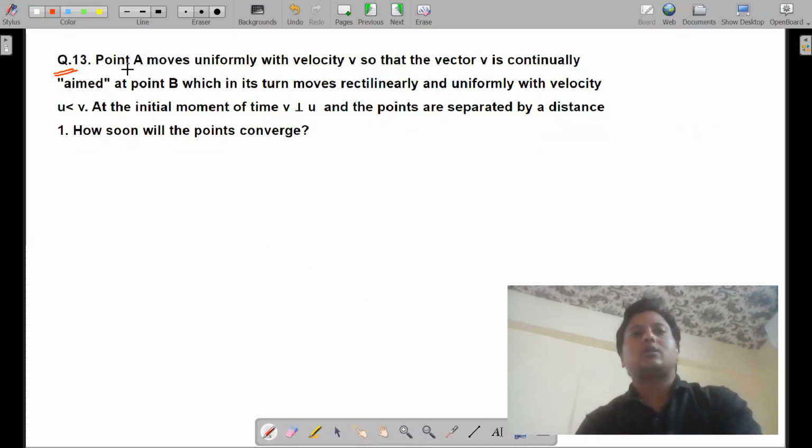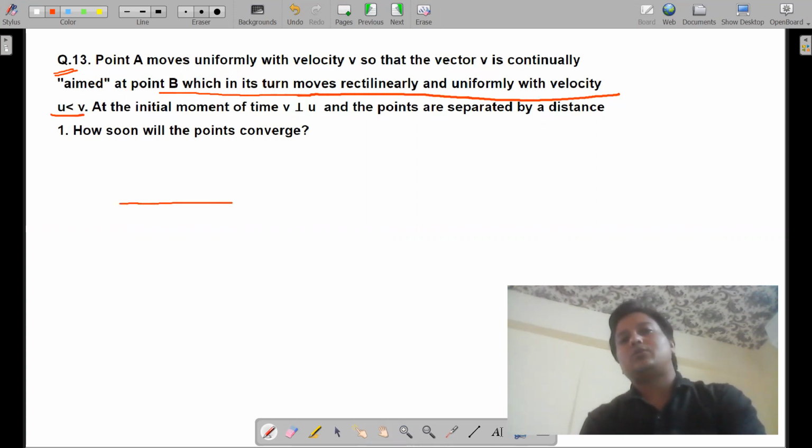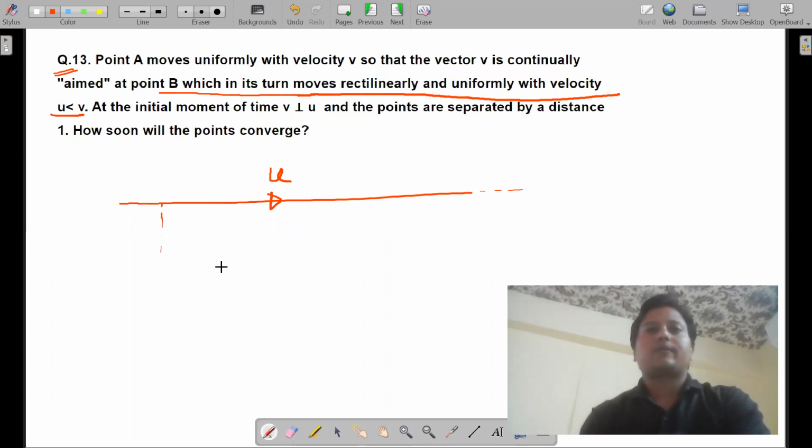Question number 13 says point A moves uniformly with velocity v so that the vector v is continuously aimed at point B, which in turn moves rectilinearly and uniformly with velocity u. So suppose a particle B is moving with a speed u in this x direction.